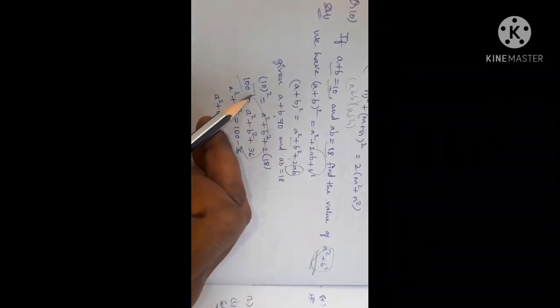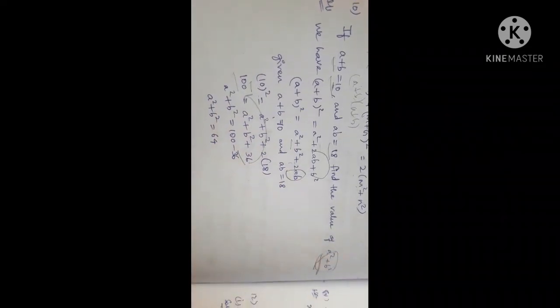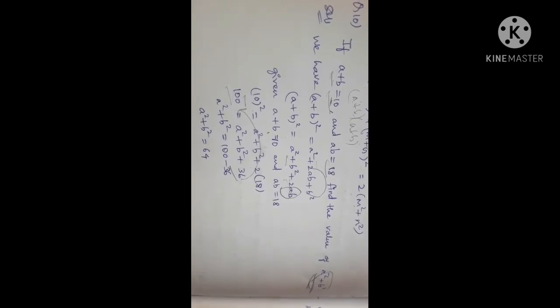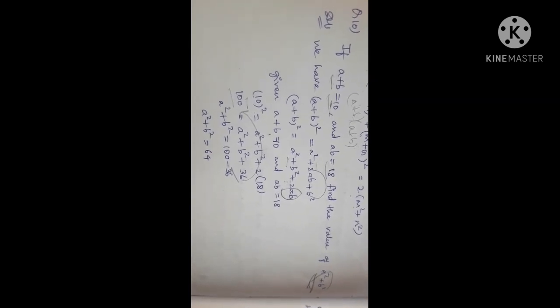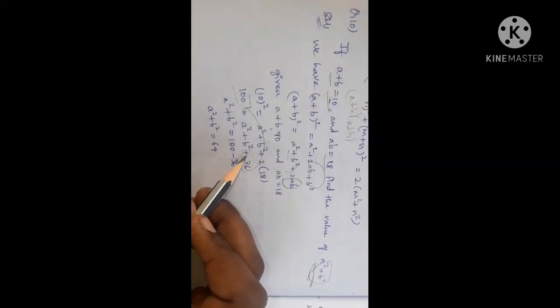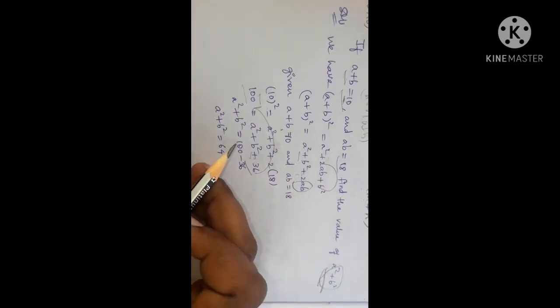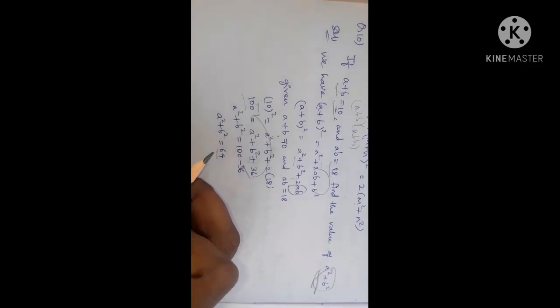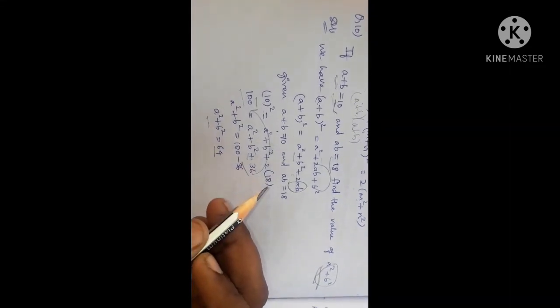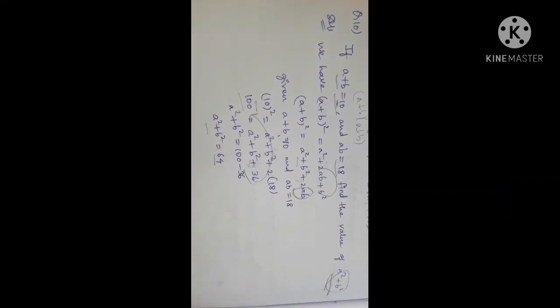Okay, so bring this 36 this side. When some number crosses the equal symbol, it will become the opposite sign, right? So now it is plus, so when it crosses the equal to symbol, it will become minus. So it is 100 minus 36, it is 64. Therefore a square plus b square value is 64.